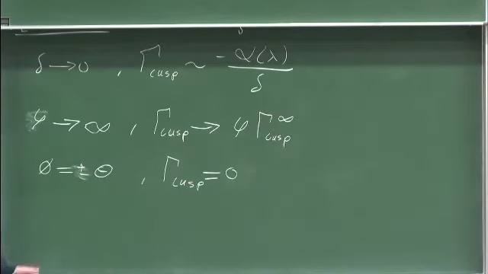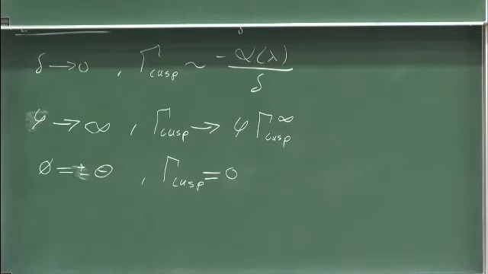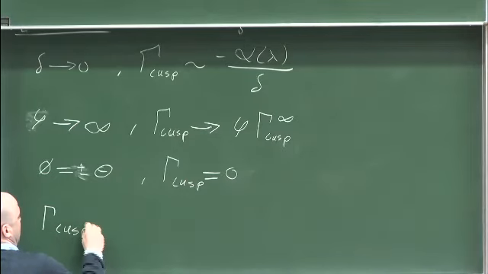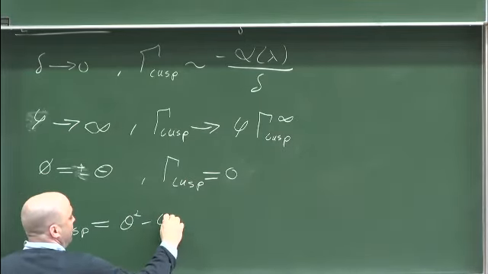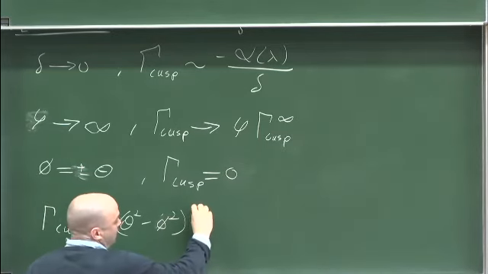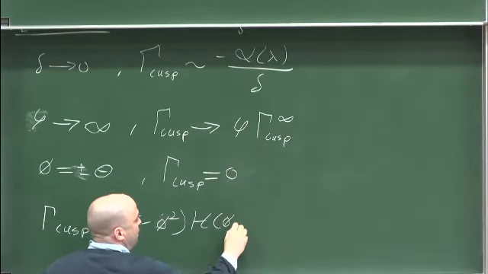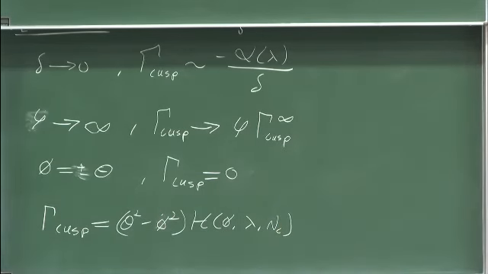Now, since this cusp anomalous dimension vanishes when the two angles are the same, to leading order, when we turn on some small difference between the two angles, it will behave as follows. It will be equal to theta square minus phi square times another function of this angle, lambda and N.